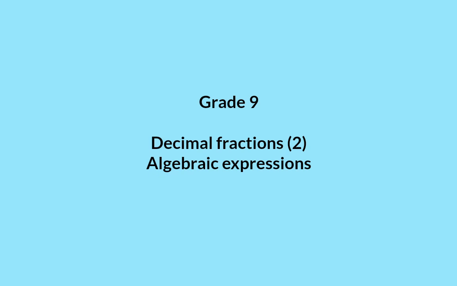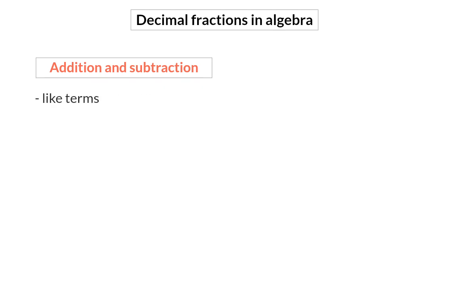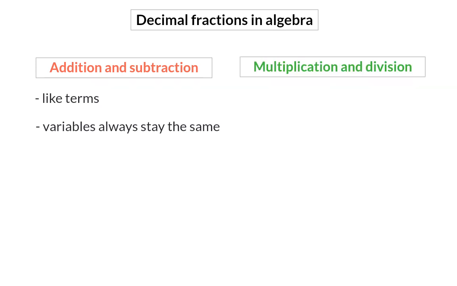In this video, we're going to have a look at decimal fractions in algebraic expressions. When adding and subtracting in algebra, you need to remember that you can only put together like terms, meaning that their variables should be exactly the same. And when adding and subtracting, the variables always stay the same. When multiplying and dividing, you always need to determine the sign, the constant, and the variable.